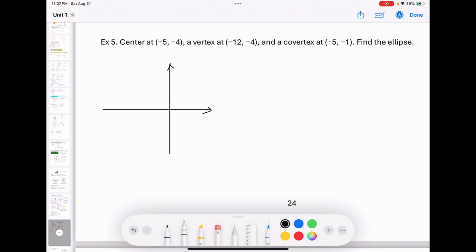Okay, first let's redo it. Negative 5 and negative 4. So this is my center. And the vertex is negative 12, negative 4. So this is negative 12, and this is negative 4. So this is my vertex. And the co-vertex is negative 5 and negative 1. So this is negative 1, and this is my co-vertex. My vertex and center are all on the major axis.